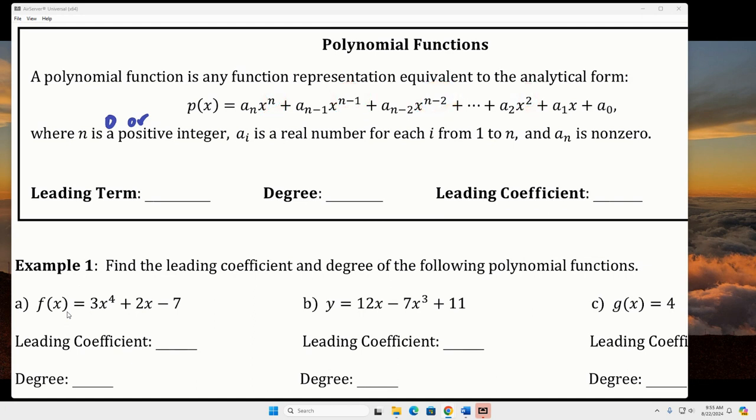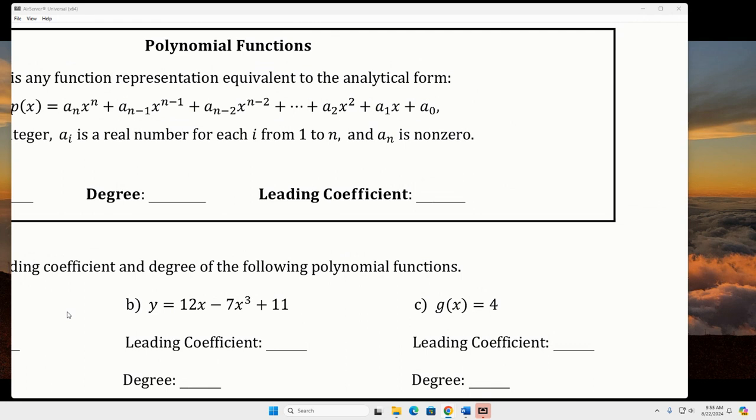What else is not a positive integer? What's not an integer? A fraction or a decimal. Your exponents cannot be fractions or decimals for it to be a polynomial function. And then what about if your exponent is a variable? Let's say you have like 3 to the x. Is that okay for a polynomial function? Is x an integer? No, x is a variable. It can be any number. So that is not going to be okay either. You can't have a variable as an exponent, you can't have a negative, and you can't have any fractions or decimals for it to be a polynomial.